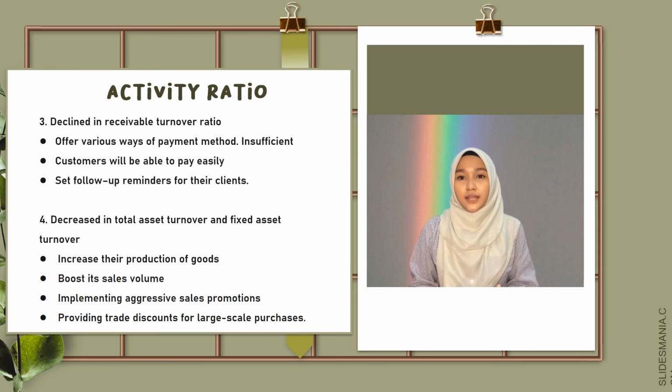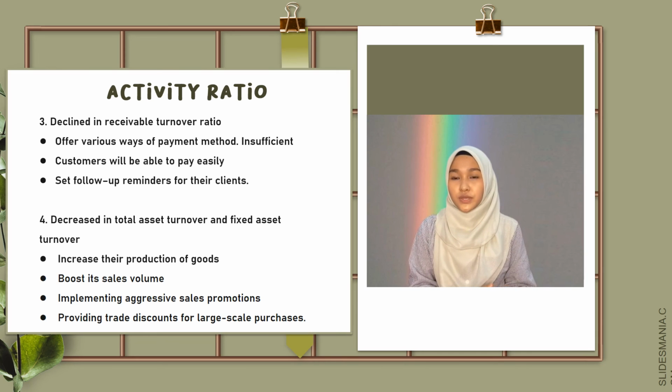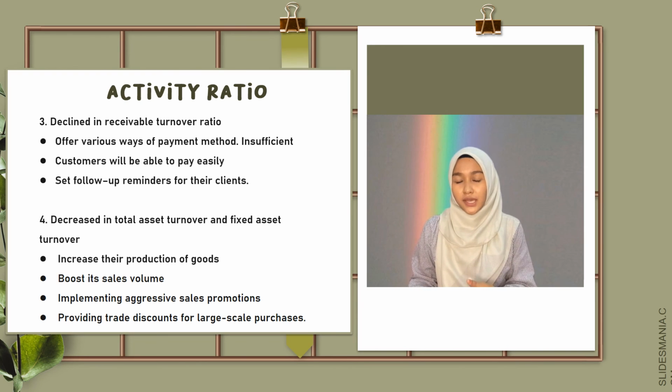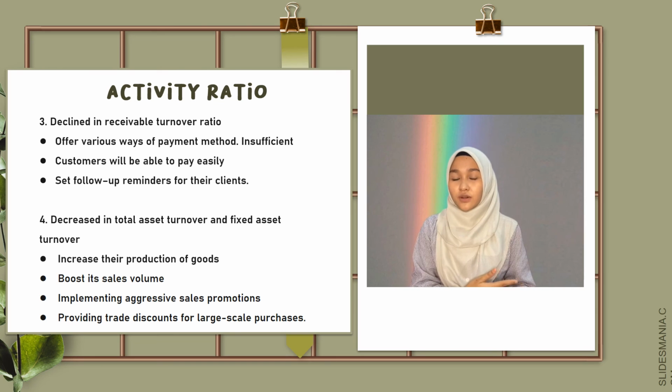A solution that can help in increasing the account receivable turnover ratio is that the company needs to offer various payment methods. Consumers' payment preferences differ: some customers prefer to pay in cash while others prefer to pay online. Customers will be able to pay easily if the company offers a variety of payment options. Besides that, they must set follow-up reminders for their clients.